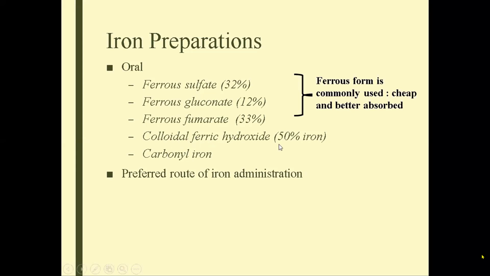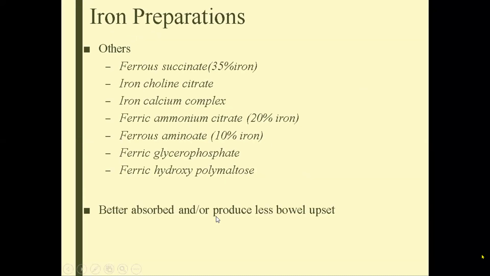So these are other preparations: colloidal ferric hydroxide, where 50% of the iron is present, and carbonyl iron, right? These are newer preparations, and these are the preferred route of administration. Okay, so we have other preparations as well. Different preparations are the key to remember. I'm just showing you the slide. I'll skip this slide. Okay, these are the newer preparations thought to be better absorbed and produce less bowel upset.